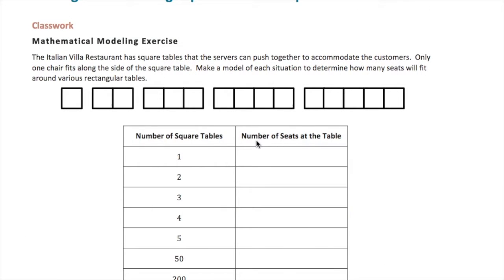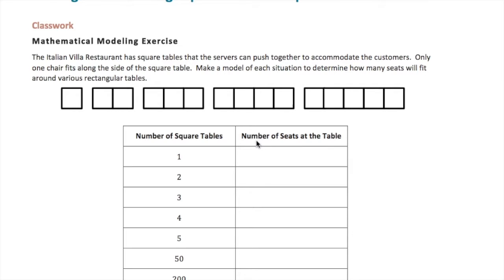Hello once again. In this lesson, we're going to be still looking at expressions and tables, but this time we're going to be looking at expressions that have more than one operation, specifically multiplication and addition. So let's look at the context of this problem. The Italian Villa restaurant has square tables that the server can push together to accommodate the customers.